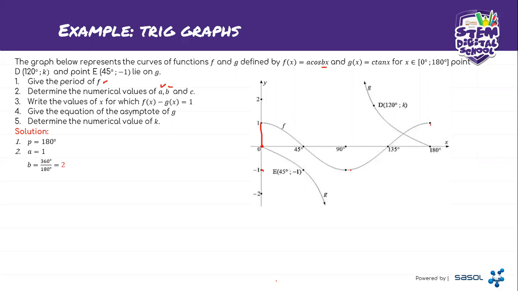Now, what is the period of this graph of f? You can see that we agree the period is now 180. For you to be able to determine the value of B, you're going to say the original period of the cos graph divided by the period of this graph, and then it's going to give us 2. So the value of B is equal to 2.